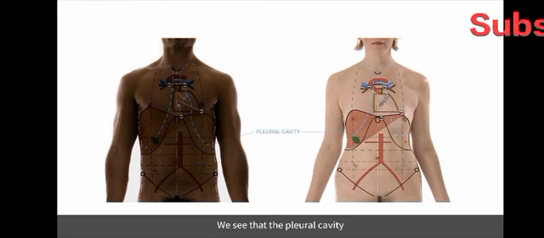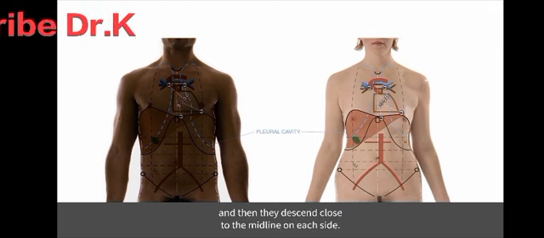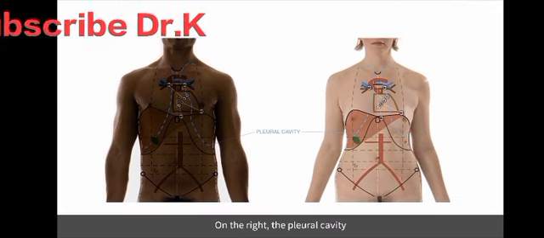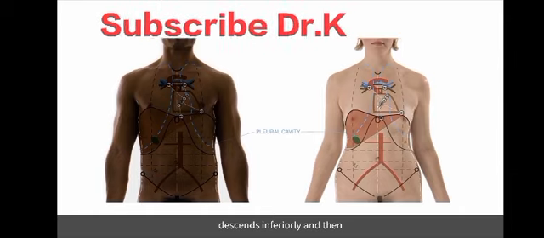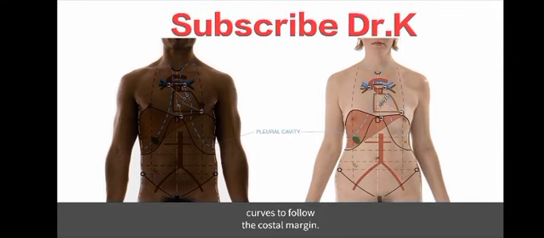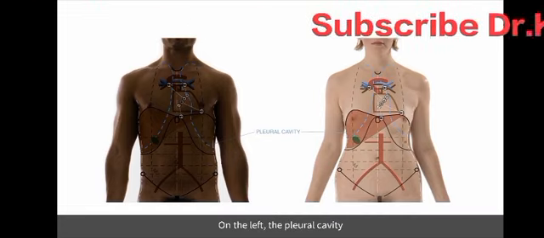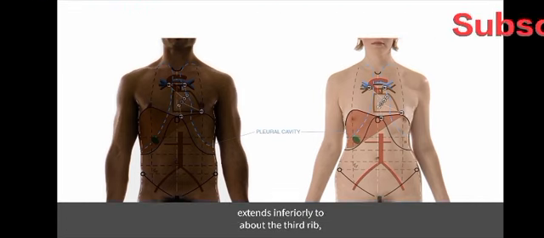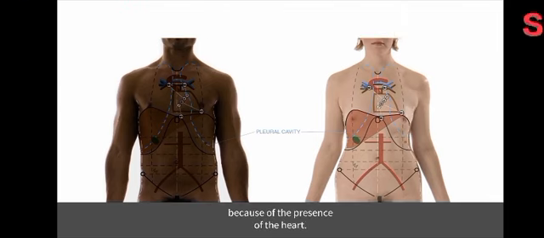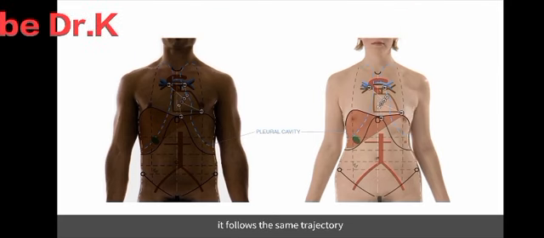And we see that the pleural cavity extends superior to the medial third of the clavicle, and then they descend close to the midline on each side. On the right, the pleural cavity descends inferiorly and then curves to follow the costal margin. On the left, the pleural cavity extends inferiorly to about the third rib, where it deviates laterally because of the presence of the heart. And then once inferior to the heart, it follows the same trajectory as that of the right pleural cavity.